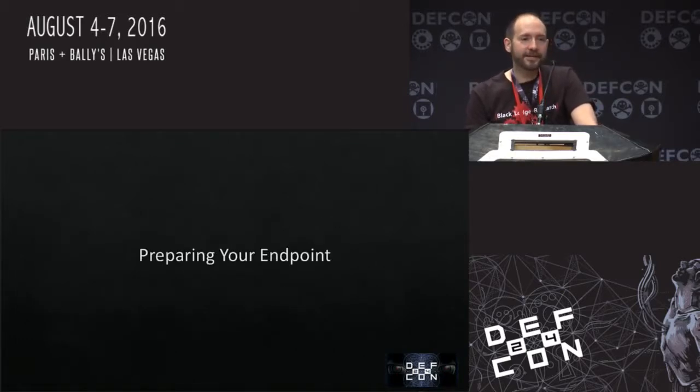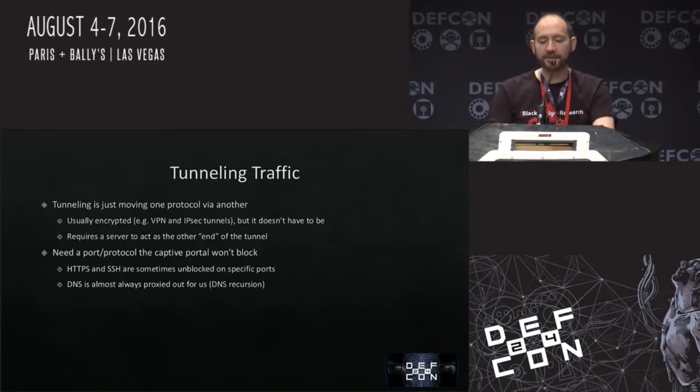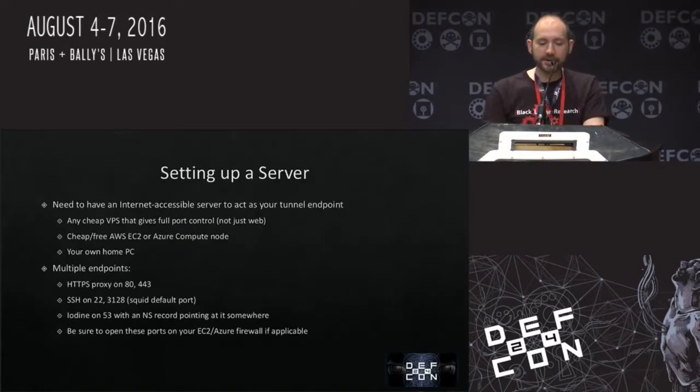So if you want to be able to get around this, you actually need to do some advanced preparation. You need to have an endpoint that you can tunnel your traffic to. And so tunneling is just moving one protocol via another. Usually you use an encrypted protocol, but you wouldn't have to. You can use a completely clear text tunnel. But you need some server to act as the other end of your tunnel. And that means you need a port or protocol that the captive portal isn't blocking. So sometimes HTTPS and SSH are unblocked on specific ports. In addition, DNS is basically always unblocked because of DNS recursion. You can reach the local DNS, and it will then proxy your DNS queries out to the internet. So we need to set up a server.